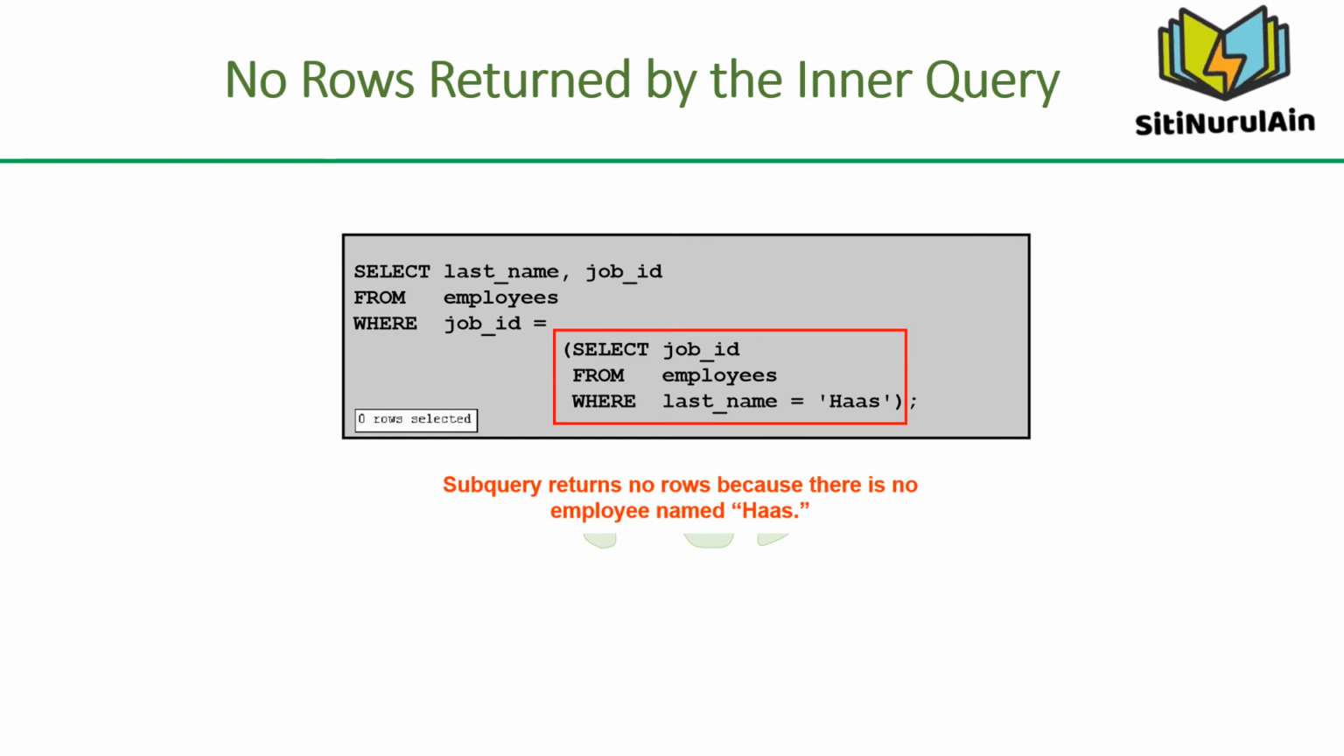A common problem with subqueries occurs when no rows are returned by the inner query. The example in the slide shows that there is no employee named Haas. So the subquery returns no rows. The outer query takes the results of the subquery, null, and uses these results in its where clause. The outer query finds no employee with a job ID equal to null, and so returns no rows.